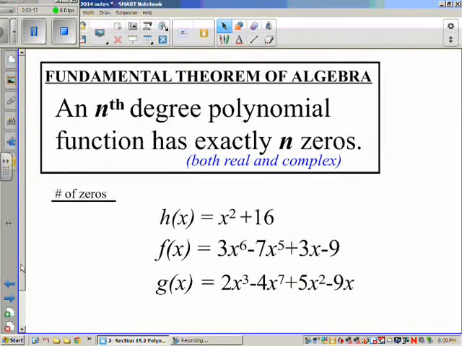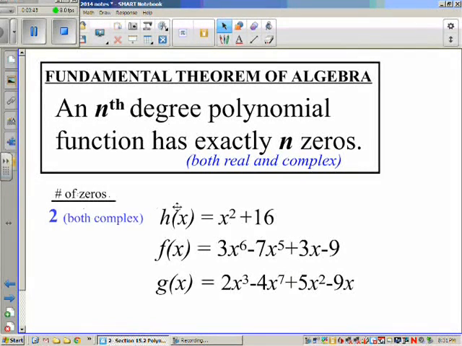The fundamental theorem of algebra states an nth degree polynomial function has exactly n zeros. And we're used to the real zeros, it's where it crosses the x-axis. Also the complex ones, if you remember the quadratic formula, whenever the radical, it's called the discriminant, is negative, you get the square root of a negative number. That has an i in the answer, and those are going to be complex or imaginaries.